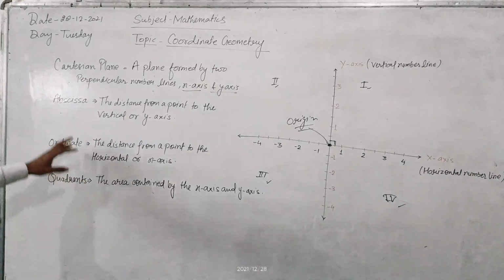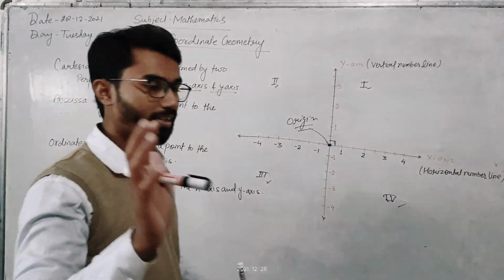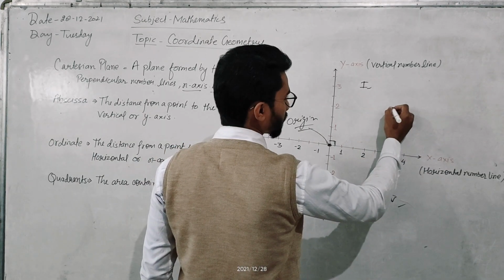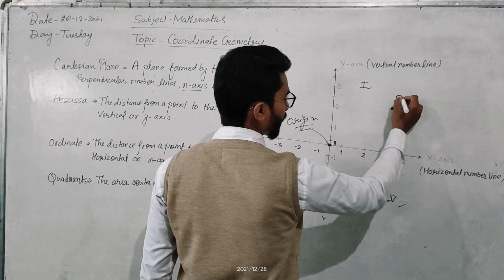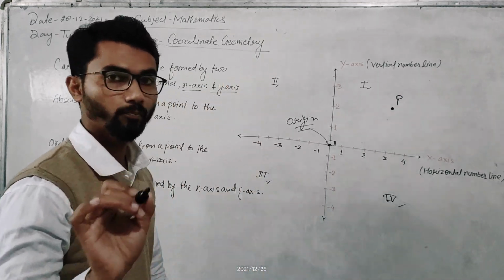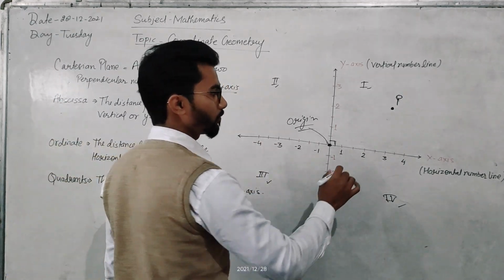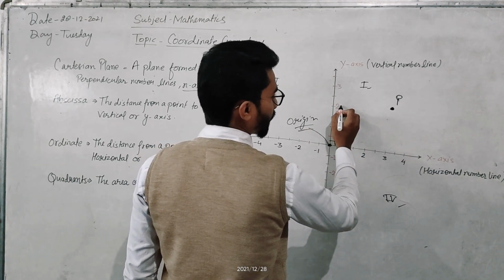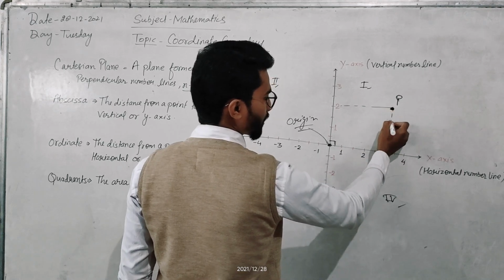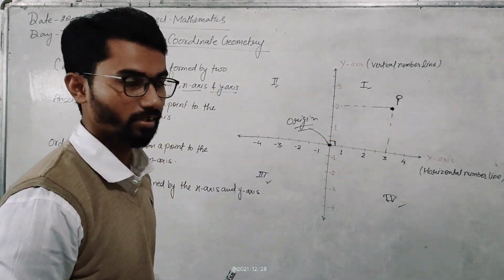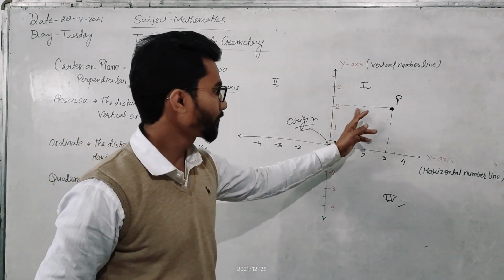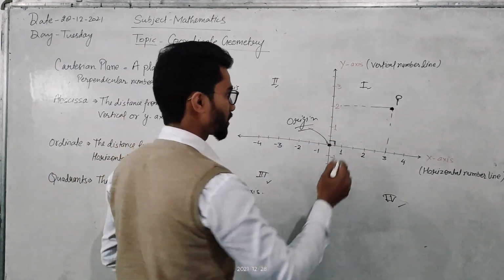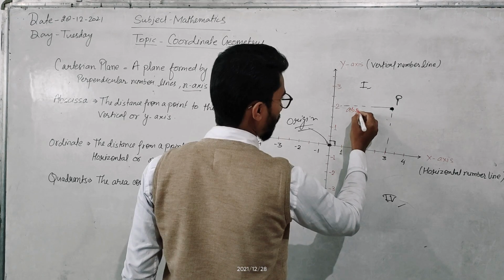Okay, now moving on to the abscissa. What is abscissa? Consider we have chosen a point here, this point P. This point has two distances from this Cartesian plane. One distance is from the y-axis and one distance is from the x-axis. The perpendicular distance from the y-axis is known as abscissa. This distance is known as abscissa.